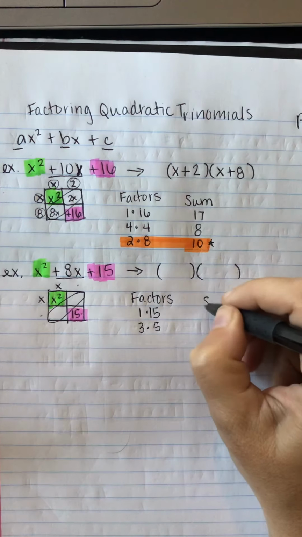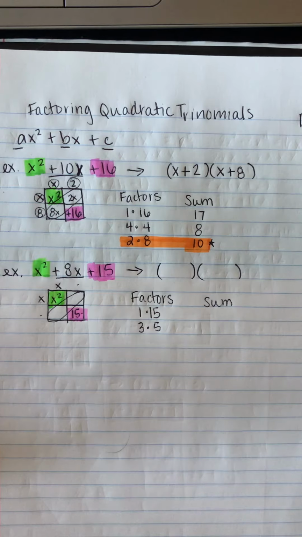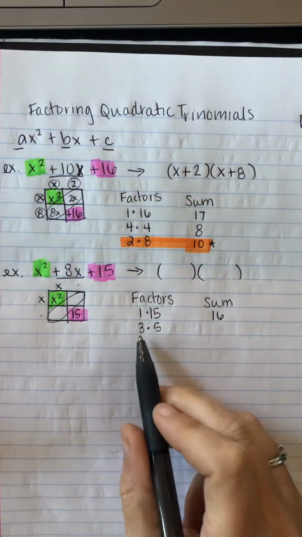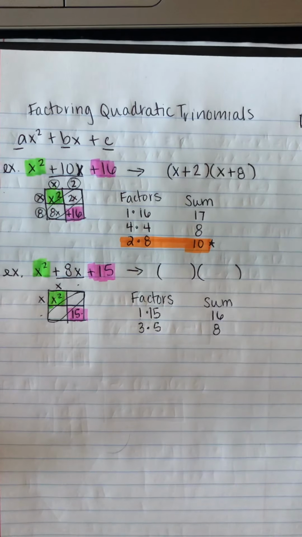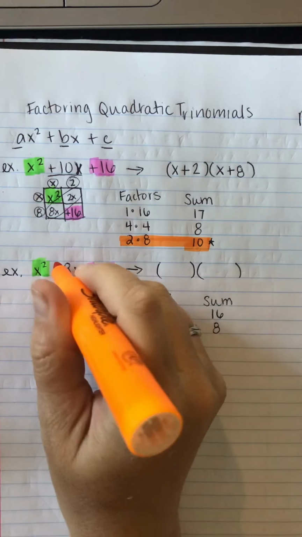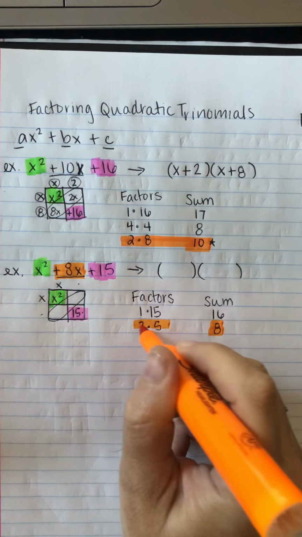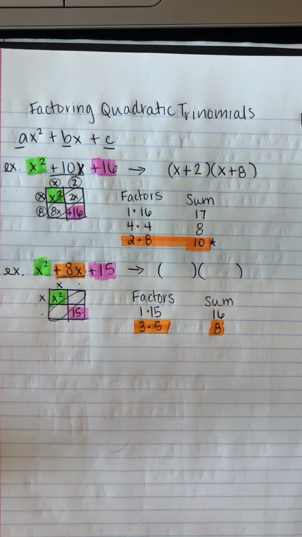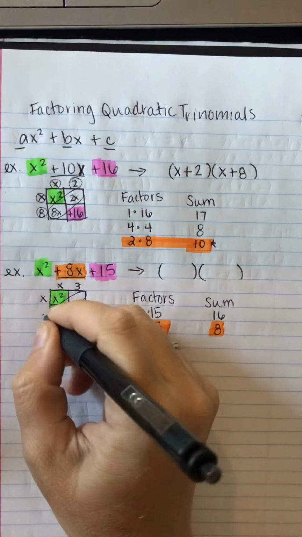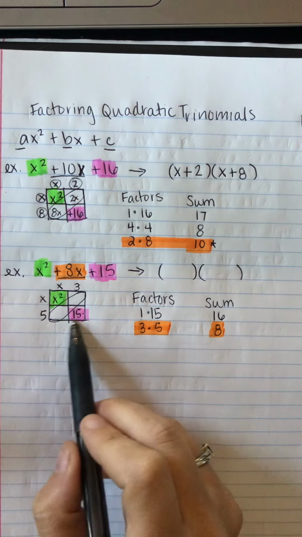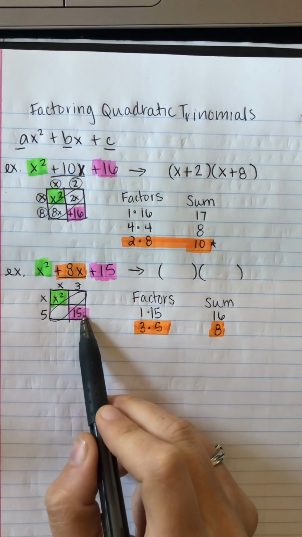But we want to make sure that we choose the right one, so we have to know the sum of those two numbers as well. So if we were to add these, 1 plus 15 gives us 16. 3 plus 5 gives us 8. So which one should we choose? Well, we should choose the one that matches this up here. So this 8x talks about our sum here of 8. So we want to choose the numbers 3 and 5. Make sure that right now we're using all positive, so everything should be positive. But in the future, we're going to make sure that our positive times positive gives us a positive here.